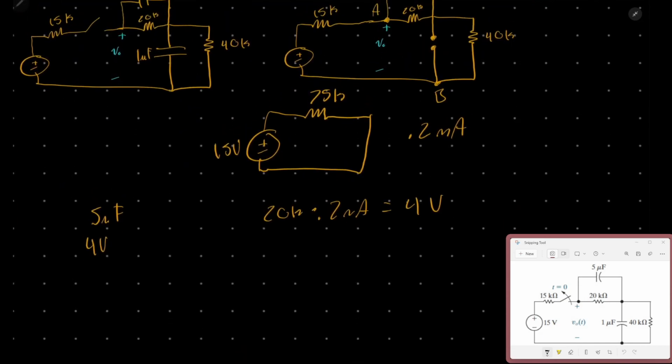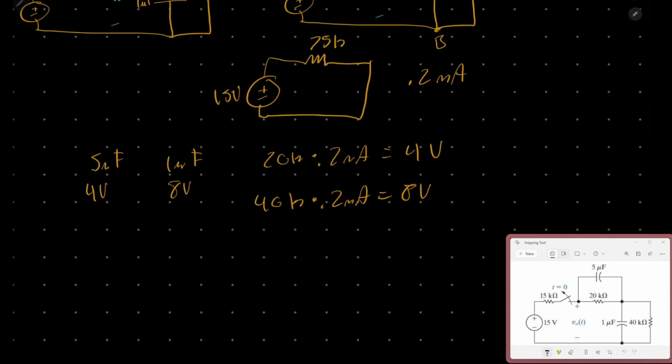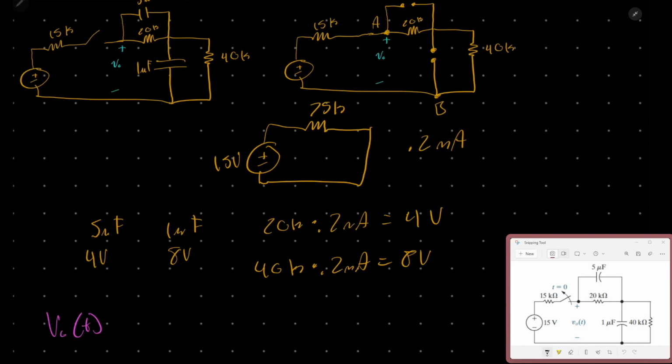And then we'll do the same thing for the 40K resistor, multiplied by 0.2 milliamps, and we'll get 8 volts for the 1 microfarad capacitor. Okay, now for the initial voltage for the circuit between these two nodes.